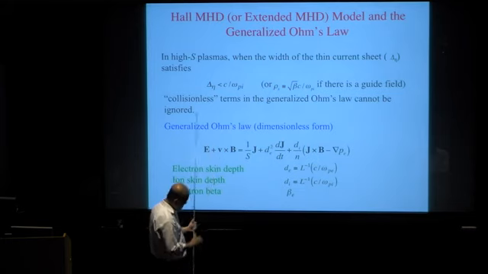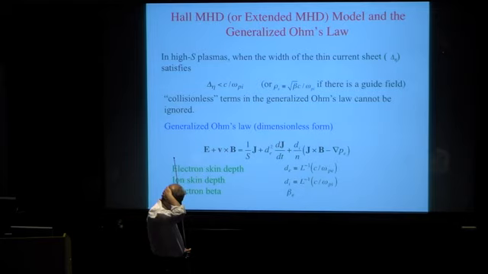What I'm trying to do here is that I want to understand what goes on if I put in non-ideal terms in Ohm's law. And we understand what happens if you put in resistivity. You get Sweet-Parker theory. And you're asking yourself the question, how does Sweet-Parker theory, which fails to explain this rapid onset, change if you put in collisionless terms?